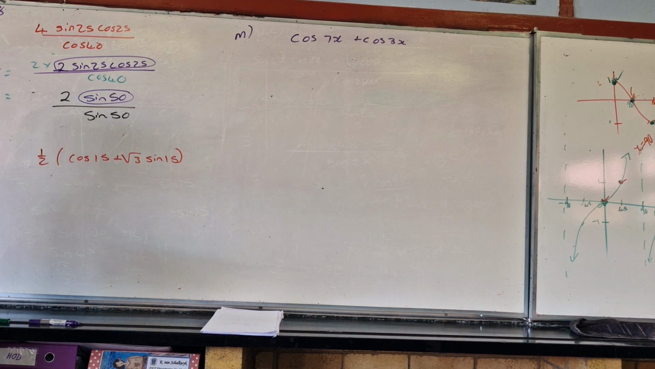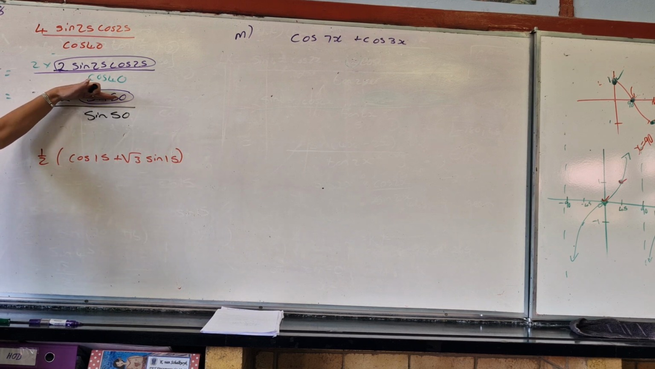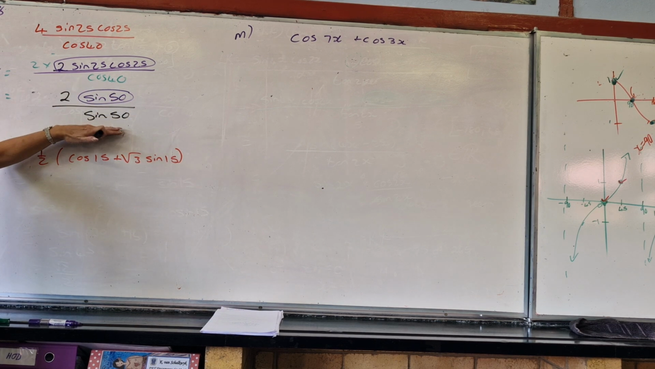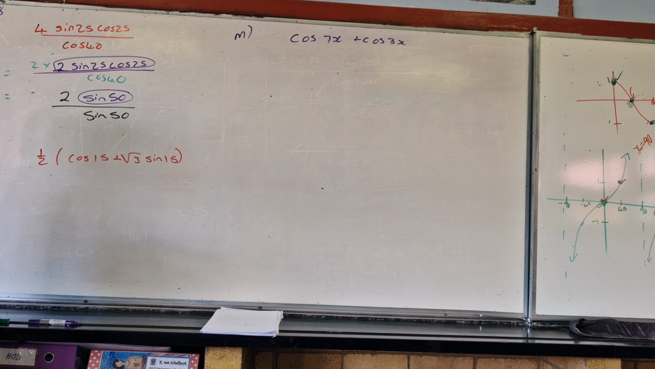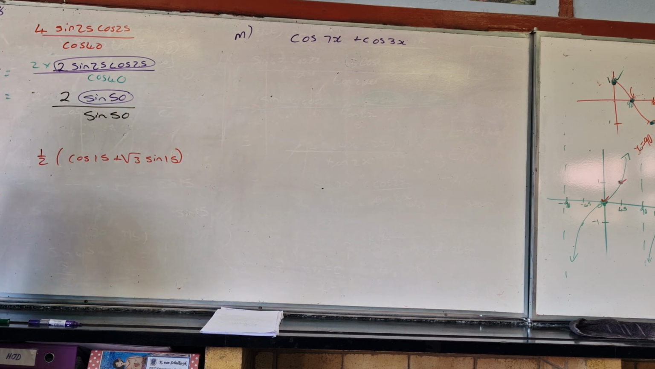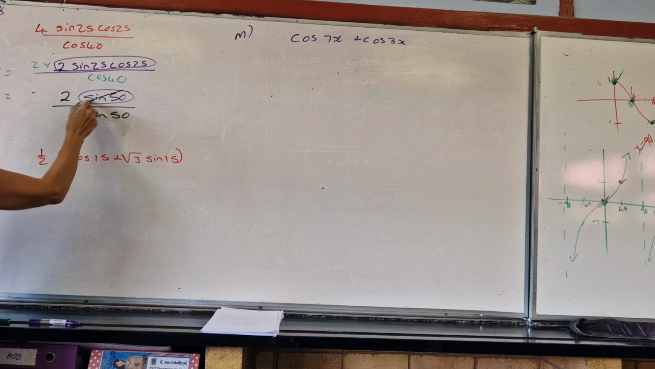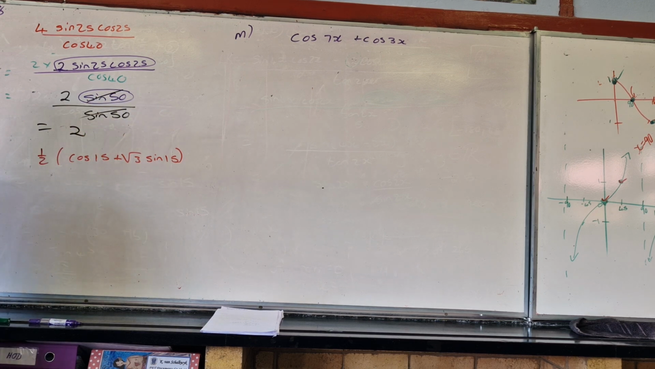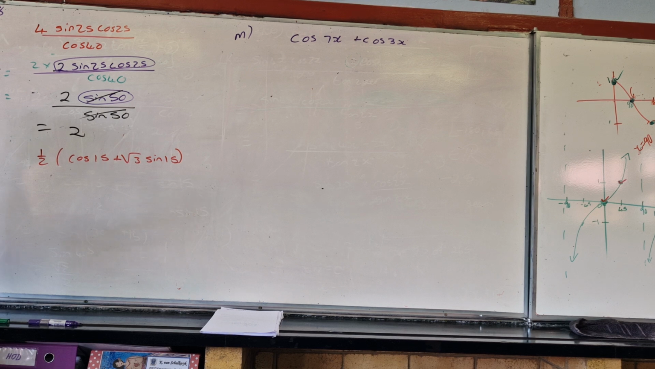One of them, it doesn't matter which one. Either you're going to make sin 50 cos 40 or cos 40 sin 50, but you have to show me. You can't just say sin 50 cos 40 cancel out. You have to show me that you know that they get to be the same, and that answer is equal to 2. Right, then wake up.